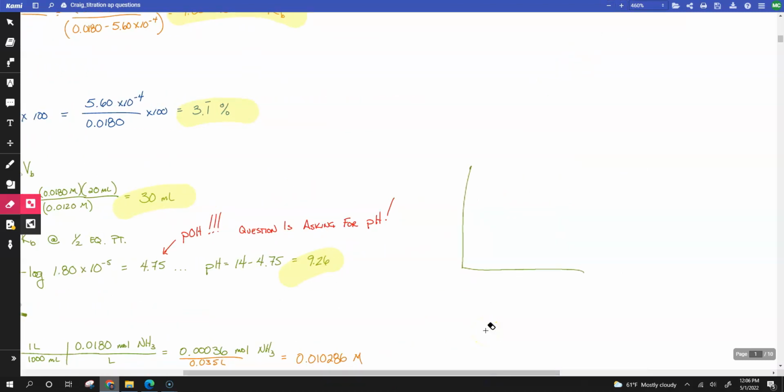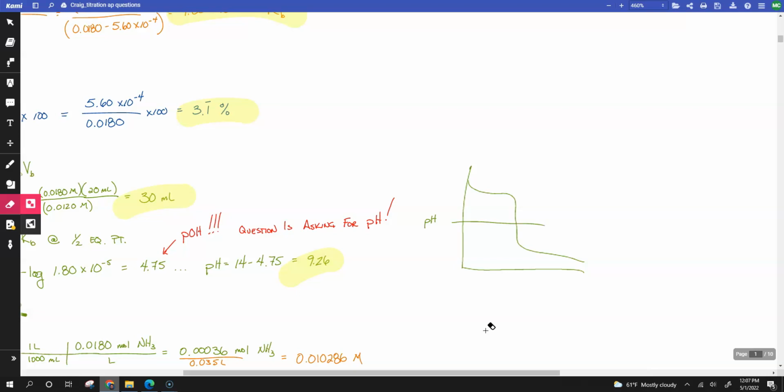So if we start with a weak base, we're going to gradually drop. Now this is a terrible curve. Let me redraw that. I apologize. There we go. All right, so when we look at our curve, we'll pretend that this is a pH of 7, so pH of 7.0 right here.